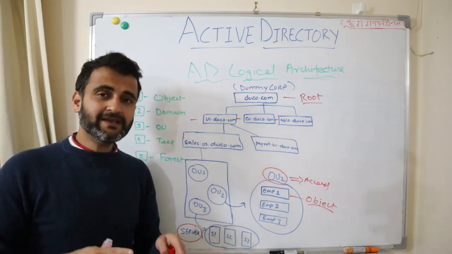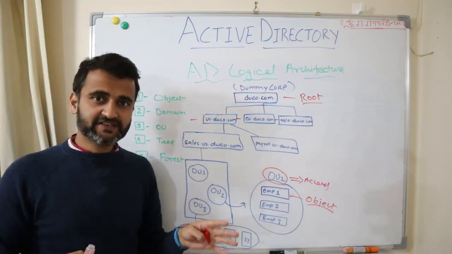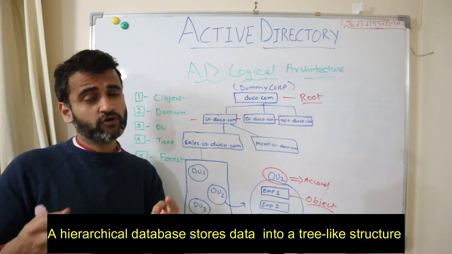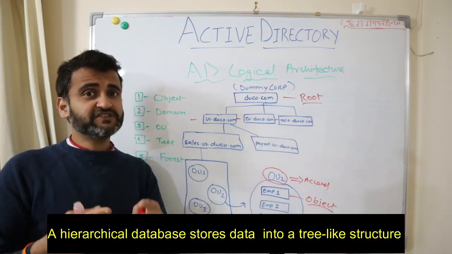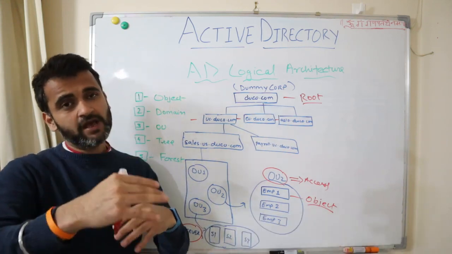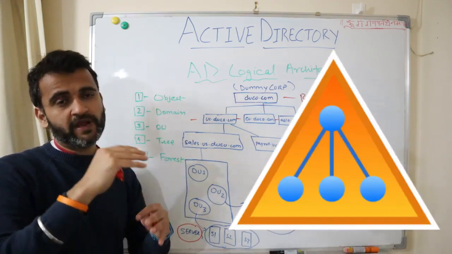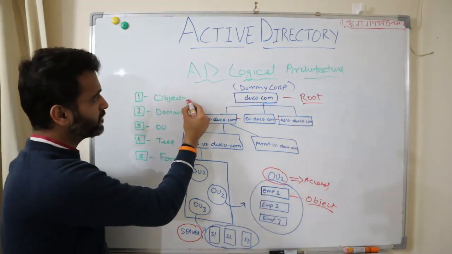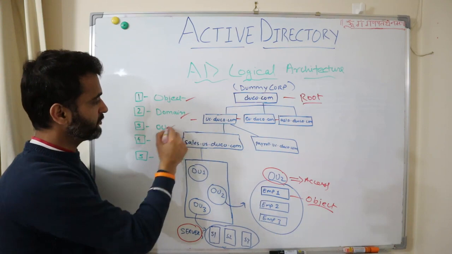So as you can see, it looks like a tree structure, and that's why Active Directory is a database of sorts, or database management system, which is hierarchical in nature, where you have parent-child relationship between your root domain, your subdomain, your organizational units, and your objects. So we have covered objects, we have covered domain, we have covered OU.